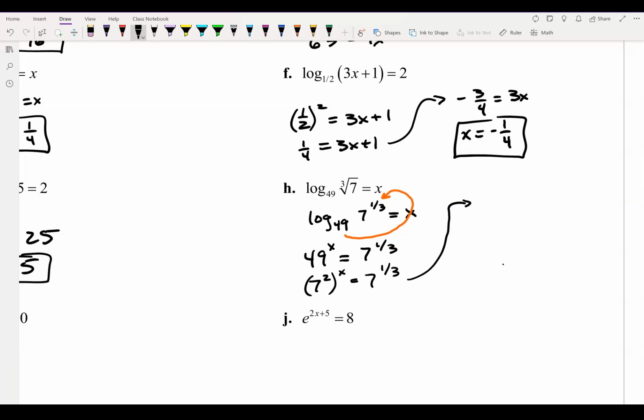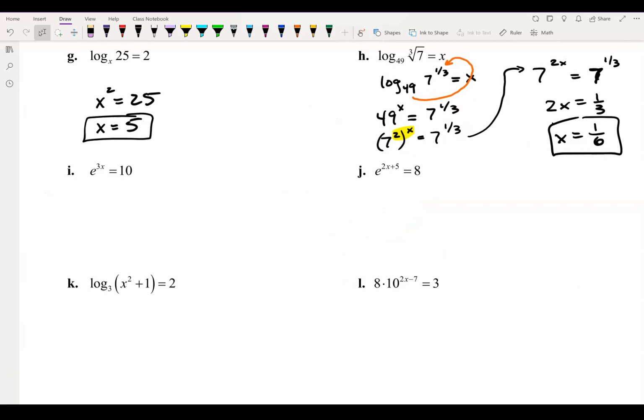And then if you remember properties, or I should say rules or laws of exponents, you're going to multiply these guys. So you're going to get 7 to the 2x is equal to 7 to the 1/3. Now the only way you make these two sides equal to each other, because they have the same base, is to have exponents equal to each other. And so you're going to get x is equal to 1/6.